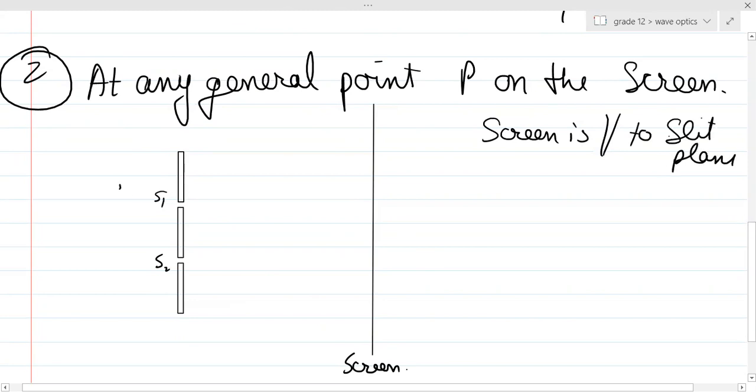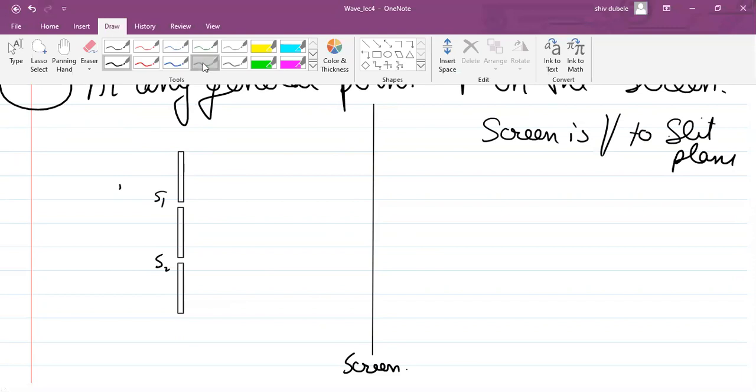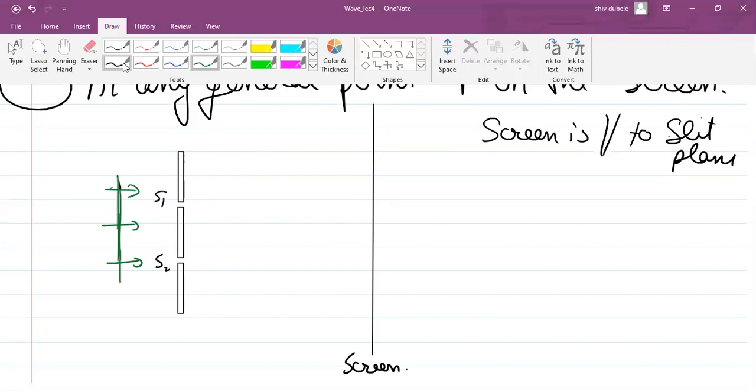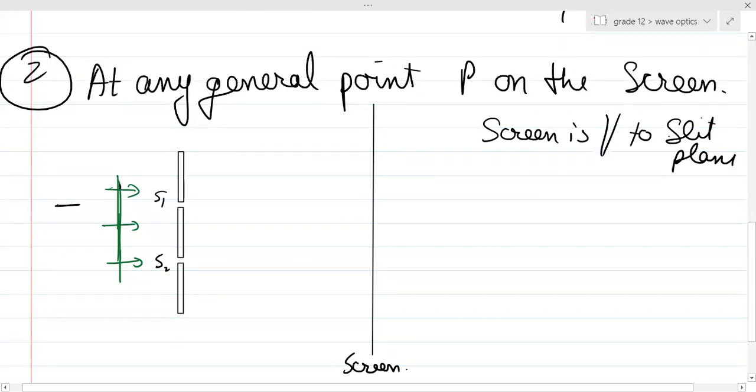Again, the same case. I am incident with a plane wavefront over here. So when I send in a plane wavefront, S1 and S2 are in the same phase. They act as coherent sources. Do you remember all that stuff we already told? What is the distance between S1 and S2? This distance is small d. And let's say this is where point O is located, exactly midway.